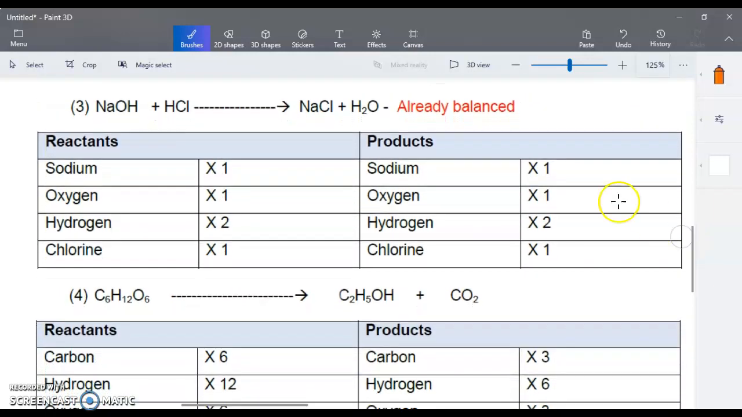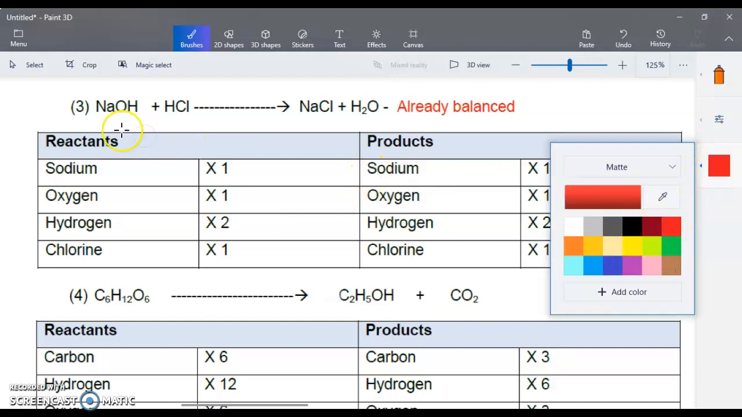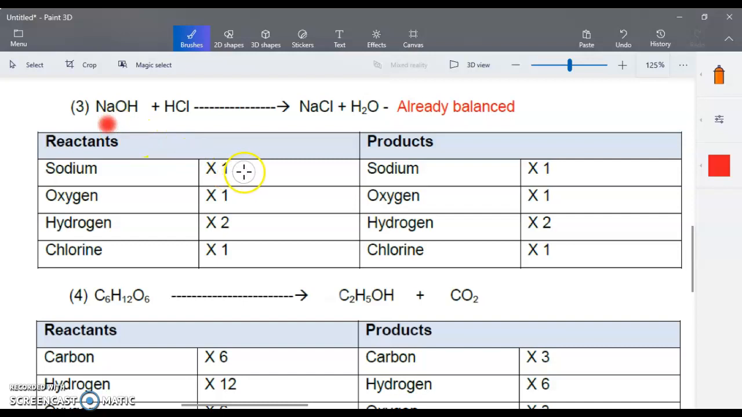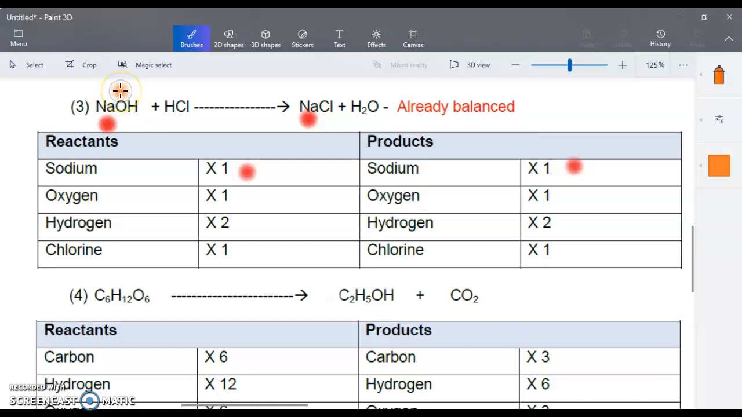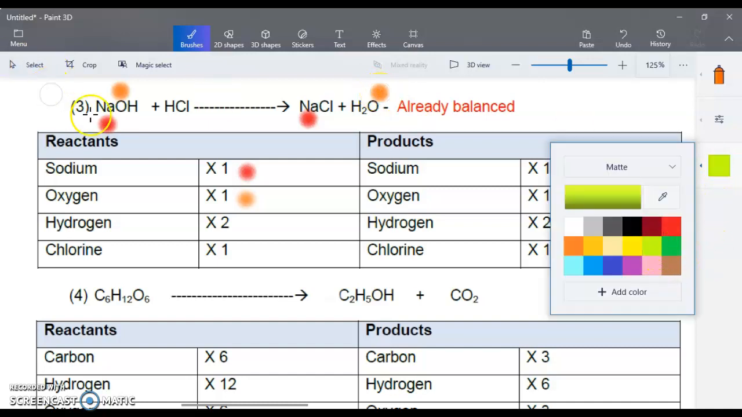All right, number 3. This one was actually already balanced, so I'm just going to take you through this. So we've got 1 sodium on this side, which is 1 sodium on the product side. Let's pick a distinct color. 1 oxygen on this side, and we also have 1 oxygen in the water molecule over here. I hope you're following this.